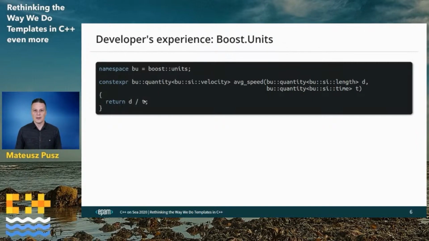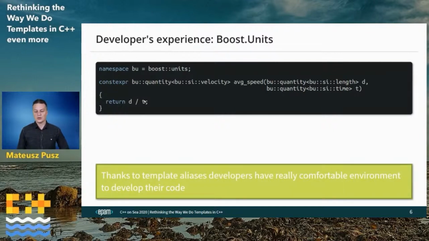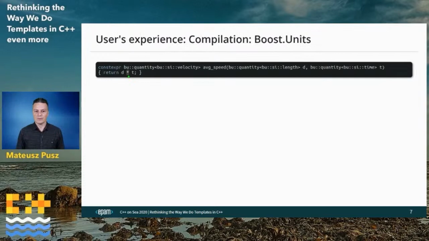It's easy to maintain thanks to template aliases that are being used everywhere here and in many different libraries all over the world. Those template aliases improve developers' experience a lot. But what about the user experience? Let's make an error here. This error with a star makes this calculation not correct. The quantity returned from this calculation is not a speed, right? Not a velocity in this case.